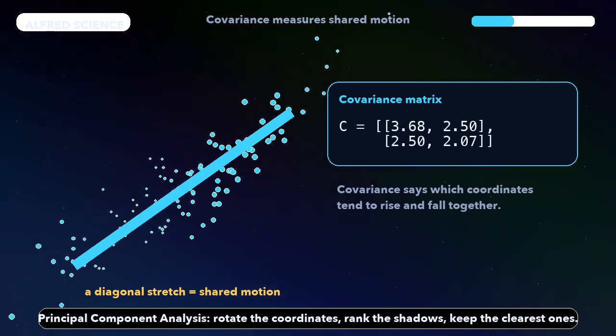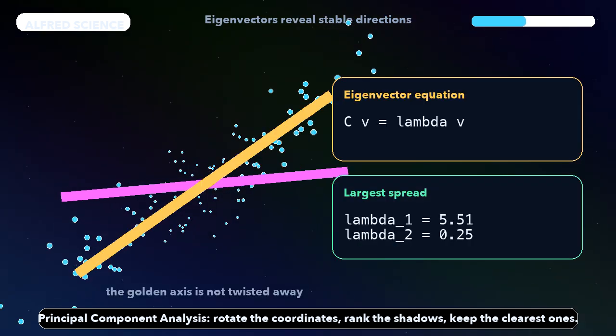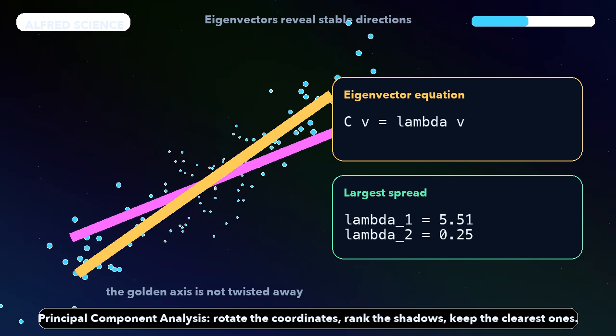The key equation is CV equals lambda V. The vector V is a direction that the covariance matrix does not twist away from. Lambda tells us how much variance, or spread, lies along that direction.